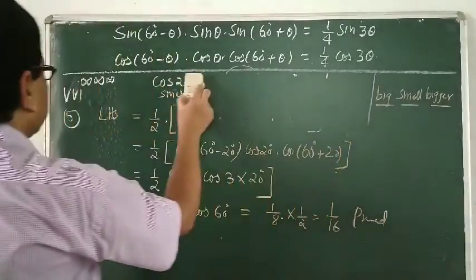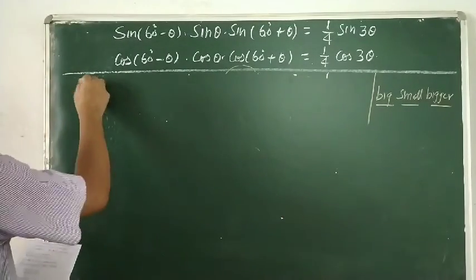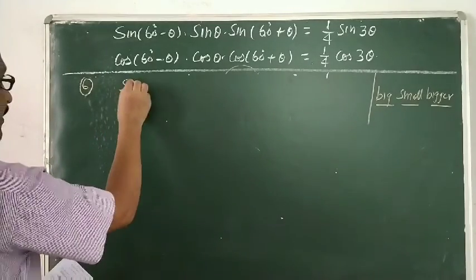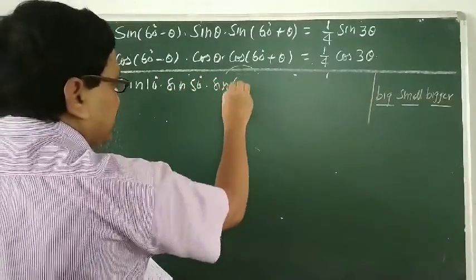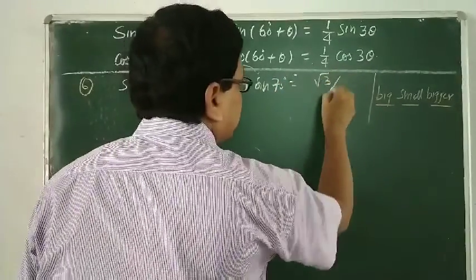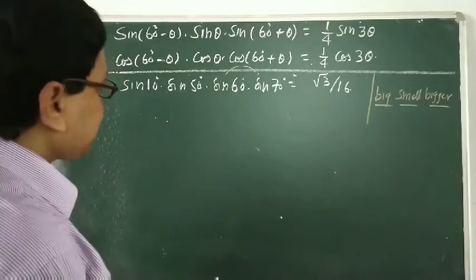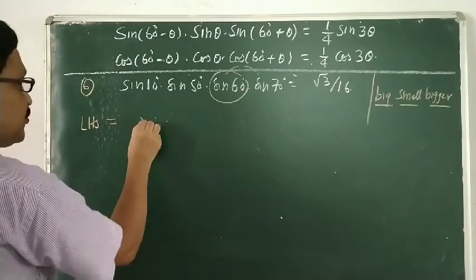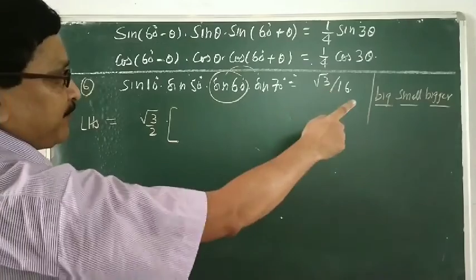Now I am going to finish with the last problem, a 6 number question. The same pattern. It will be answered within a minute or two hardly. Sin 10 sin 50 sin 60 sin 70 is equal to root 3 by 16. Students, just see, on the same pattern I am going to set it. Sin 60 degree is equal to root 3 by 2. So starting from the LHS, this is root 3 by 2. After that, arrange according to instruction: big, small, bigger.